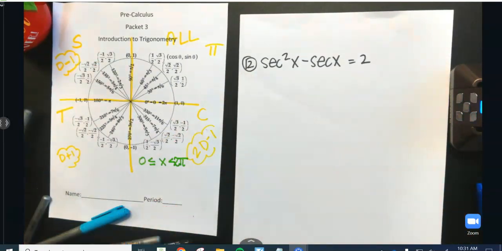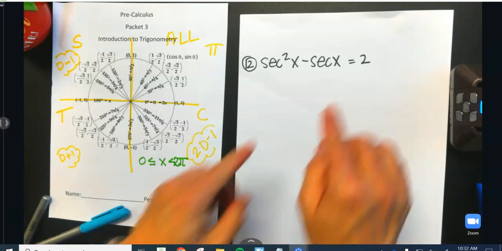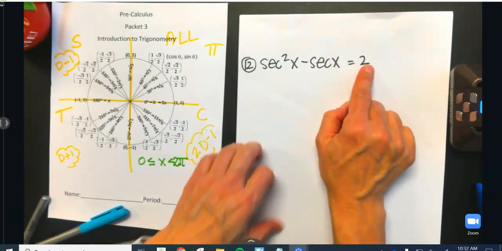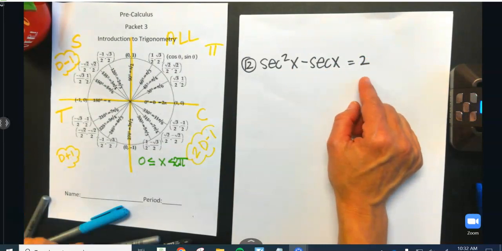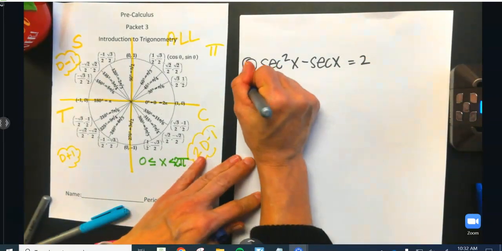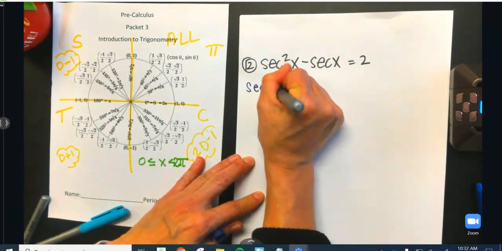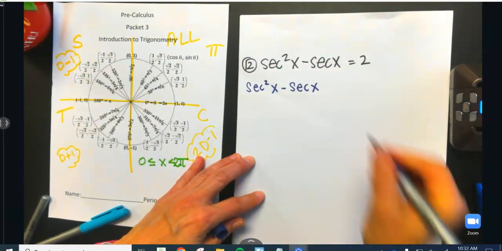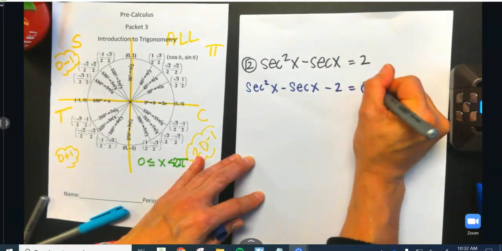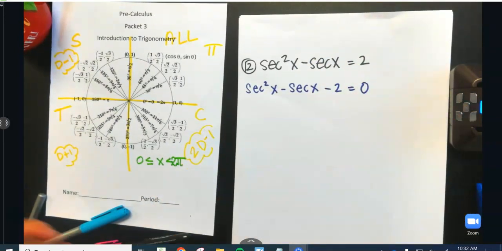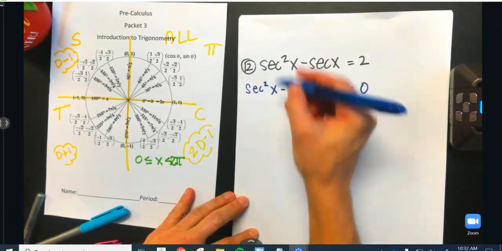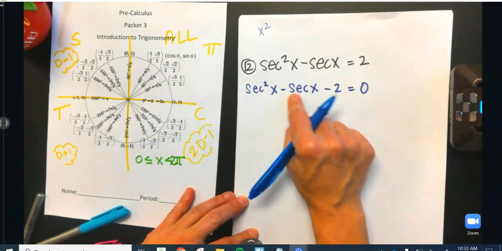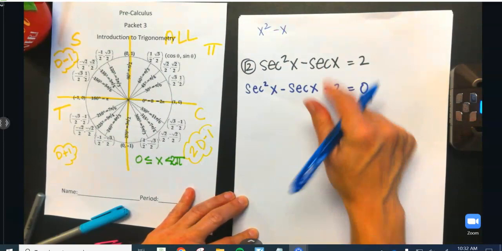All right, so we are going to solve secant. Definitely going to be factorable. I know I can't combine like terms. Y'all move the 2 over. Set it equal to 0. So it is going to be secant squared x minus secant x minus 2 equals 0. Okay. And then remember, we're going to factor this just like x squared minus x minus 2.